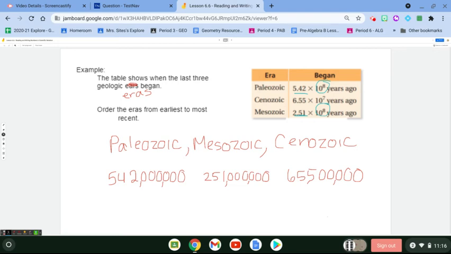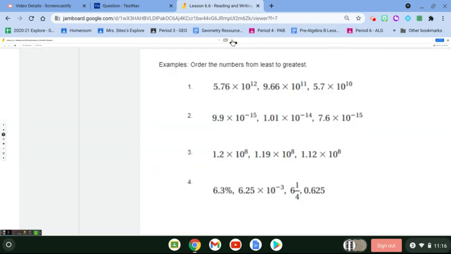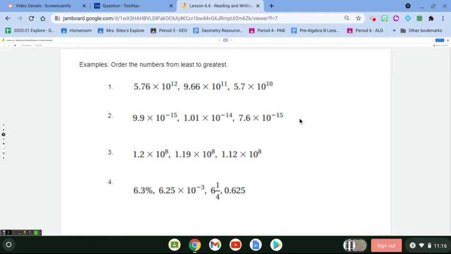So Paleozoic is the largest number, but we're talking about it in terms of years ago. So in the context of the problem, this would be the longest time ago, followed by the Mesozoic, followed by the Cenozoic. And the next problem, which is our last problem, I want you to try for questions 1, 2, and 3 to not convert them to standard form, but rather look at the powers of 10 and see if that would help you to put the numbers in order from least to greatest.